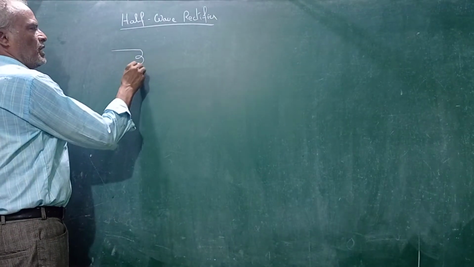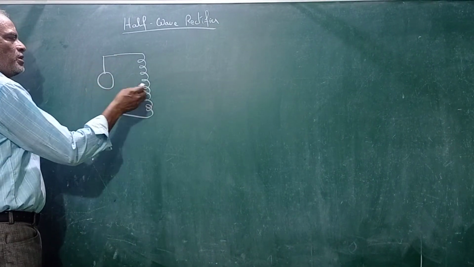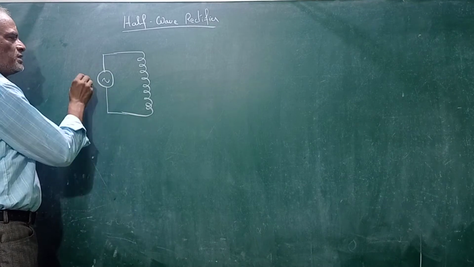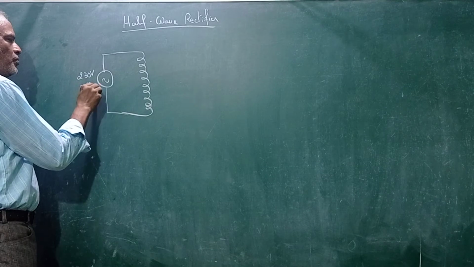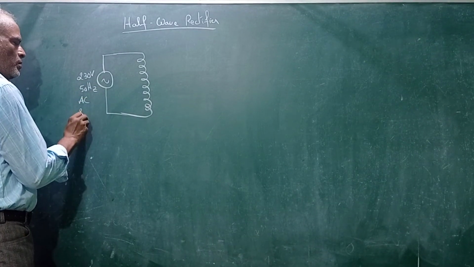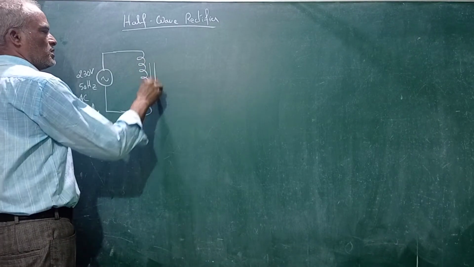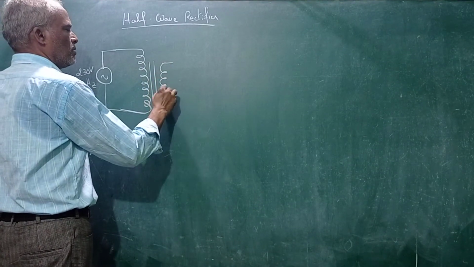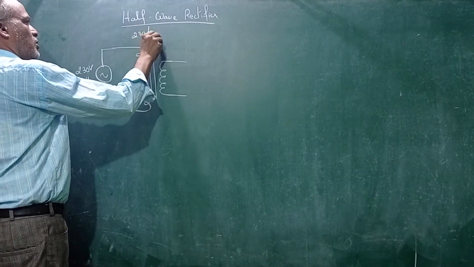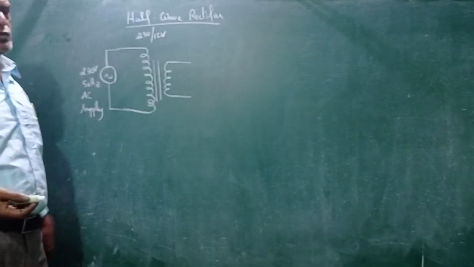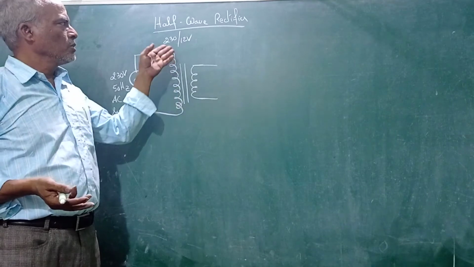First, we have a step-down transformer, the primary of which is connected to the 230 volts 50 Hz AC supply. So this is a step-down transformer. So maybe 230 by 12 volts, or 230 by 6 volts. We don't want a very high voltage conversion, so we step down first.